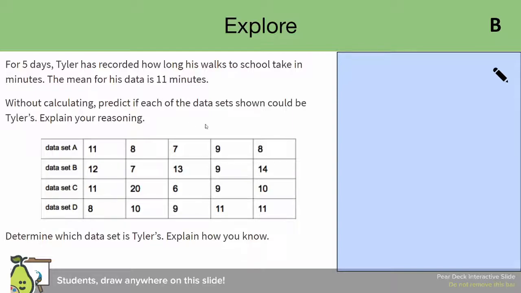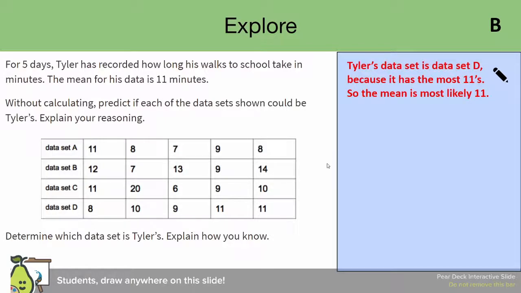What I'm going to do here for you is share with you 4 different student responses, and I want you to look at each student response and think, is this correct or is this wrong? So for each student, please pause the video and let me know what you think. So here is the first student. The first student says Tyler's data set is the data set D, because it has the most 11s. So the mean is most likely 11. So please pause the video. Let me know. What do you think about that one?